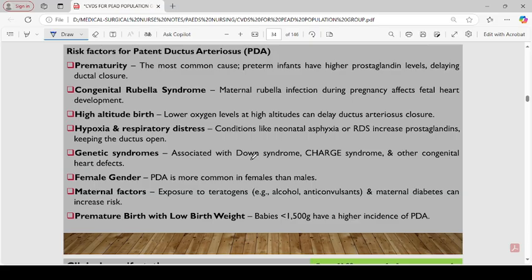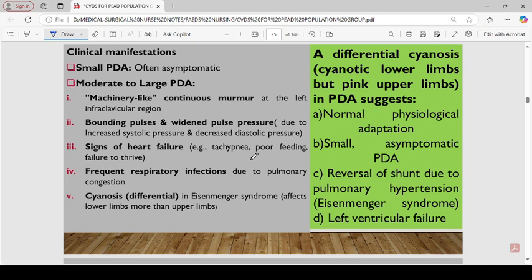Patent ductus arteriosus is closely associated with Down syndrome, CHARGE syndrome, and other congenital heart defects. So if kids are presenting with these other disorders, they could also be suffering from PDA. PDA is more common in females than males, and exposure to teratogens like alcohol, anticonvulsants, and maternal diabetes also increases the risk. Low birth weight babies, that is less than 1500 grams, have a higher incidence of patent ductus arteriosus.